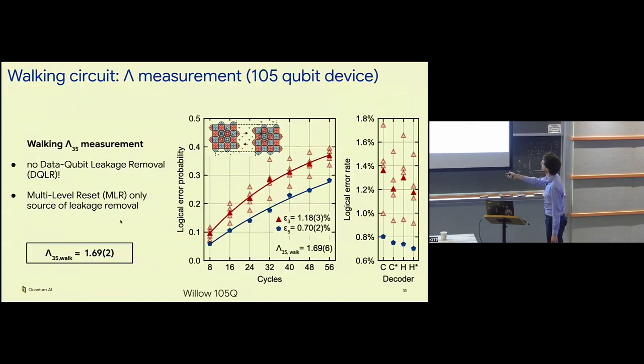And we again did a measurement of the lambda. So this is the reduction factor. We see a reduction factor of 1.7, which is lower than the previous implementation. But here we have completely removed the need for this extra gadget of data leakage removal.